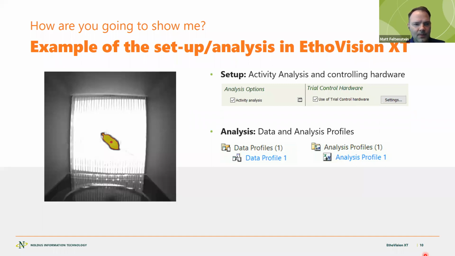And the analysis profile can be used to set the settings in such a way that you are picking up freezing behavior, immobility, the way that you want, so that the data comes out the way that you wish. And using a combination of the data profile with the analysis profile, you can pull out amount of freezing time during a trial within particular segments of time.